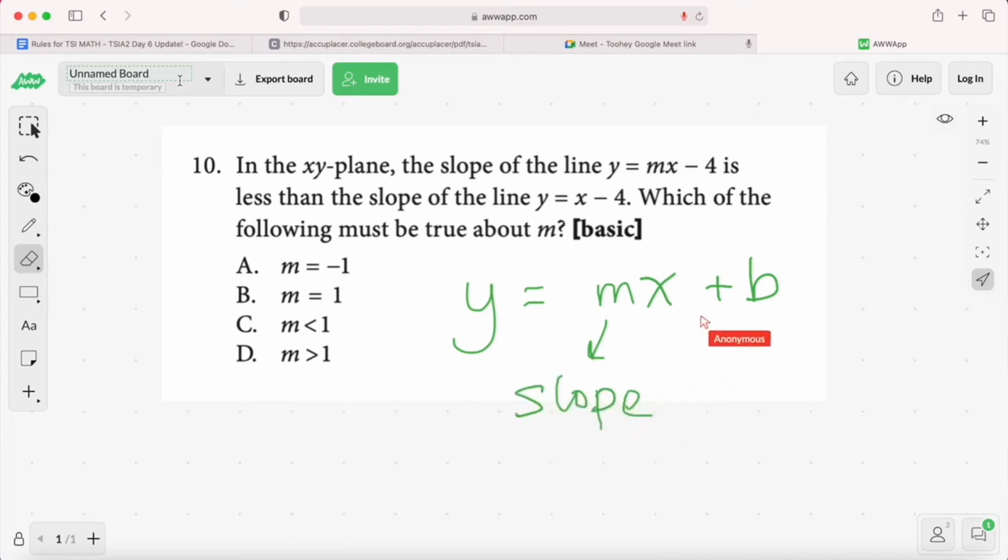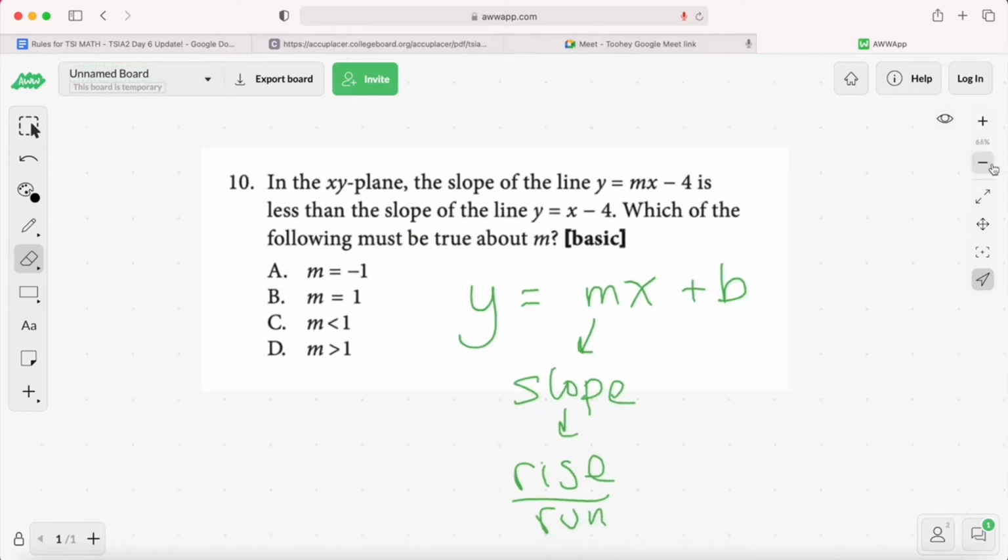Slope is generally described as rise over run. That is basically how much the line goes up, that's the rise, and the run is how much it goes over. Let me make it concrete. I'm going to give you a little graph of a line. There's a little XY axis. I'm going to make a little y-intercept right there, and I'm going to make the slope 2.